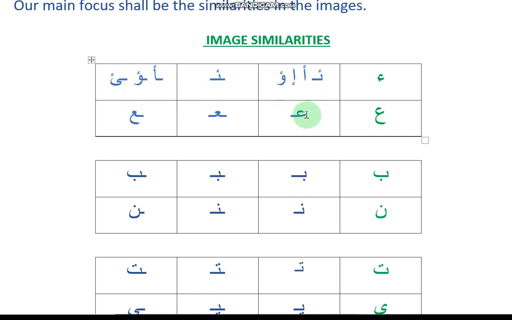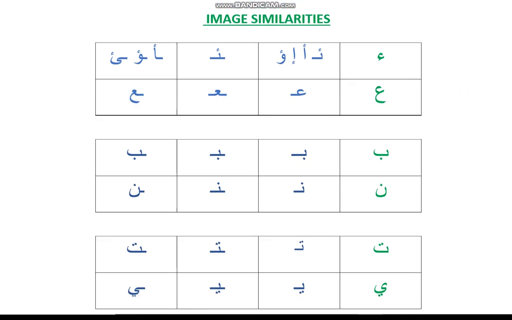Look at Ain. This is Ain in isolation. So they may have similar look, but they are not the same. They are not the same. This is Ain, and this is Ain at the medial stage. This is Ain at the final stage.